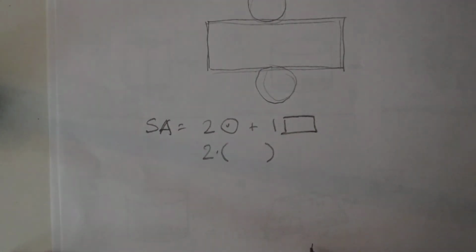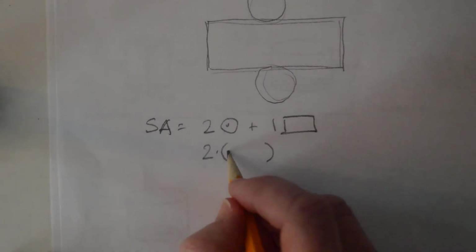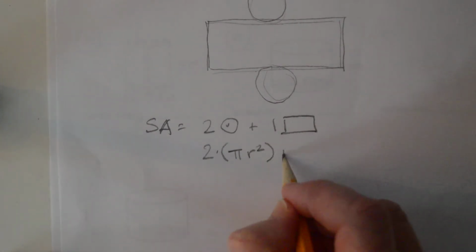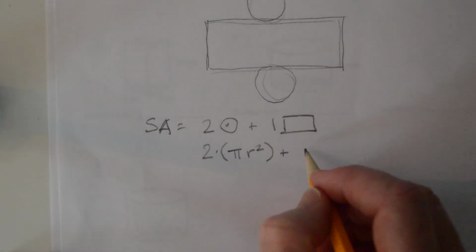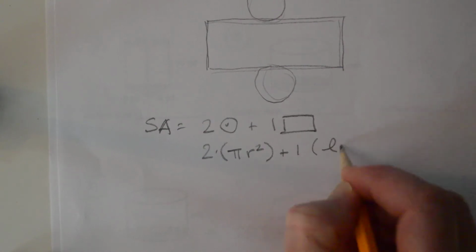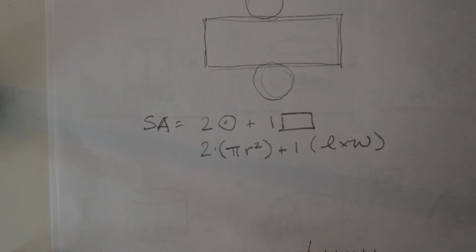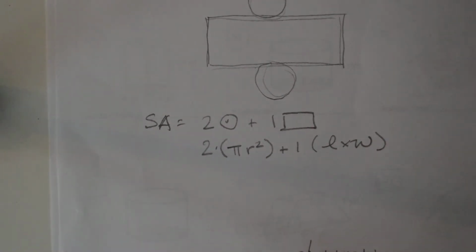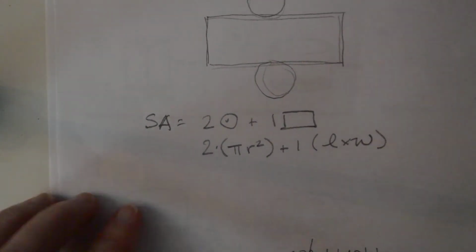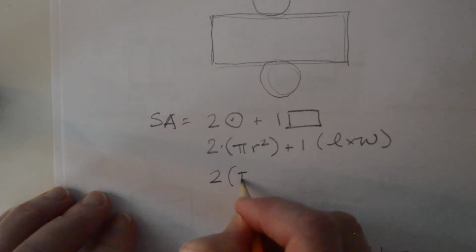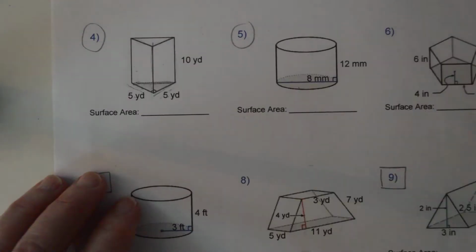Right? Hopefully you said pi r squared. And then this is 1 length times width. That's the formula for finding the area of a rectangle. All right, so let's look back at our picture for the circle part. So we're going to need 2 times pi. We need to find the radius.